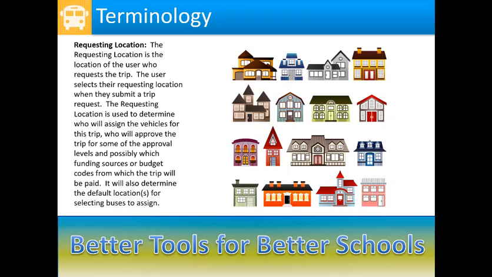The requesting location. The requesting location is the location of the user who requests the trip. The user selects their requesting location when they submit a trip request. The requesting location is used to determine who will assign the vehicles for this trip, who will approve the trip for some of the approval levels, and possibly which funding sources or budget codes from which the trip will be paid. It will also determine the default location for selecting the buses to assign.